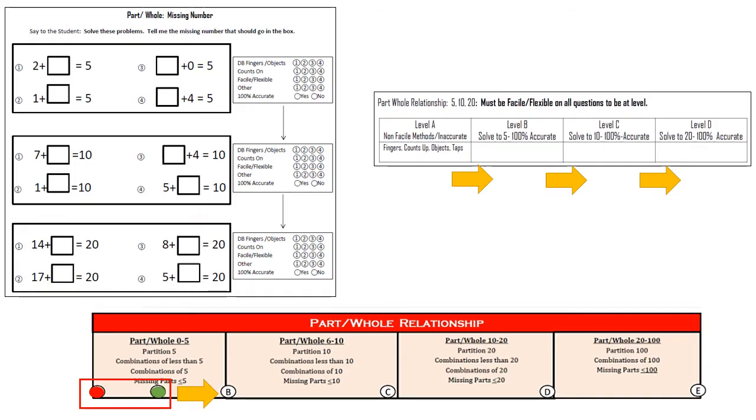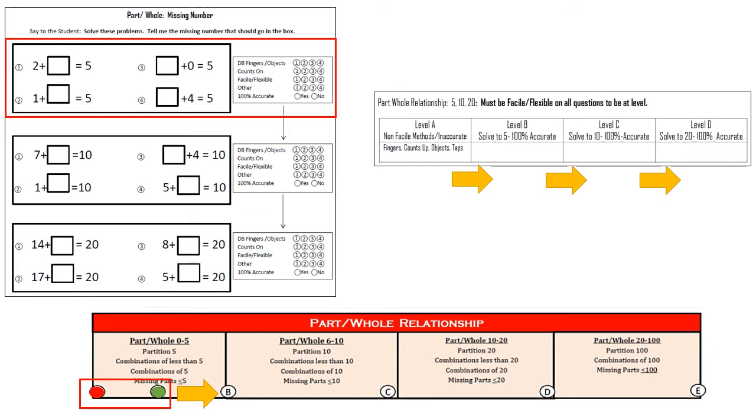So now what we're going to do is look at the part-whole or the missing number part of the assessment. And again, we're not going to spend much time on the scoring or the administering of this part. If you want more of that, you can go ahead and look at the webinar. But this is where you're measuring the student's ability to do part-whole relationships of the number 5, 10, 20, and so on. So the assessment starts off going through up to 5.